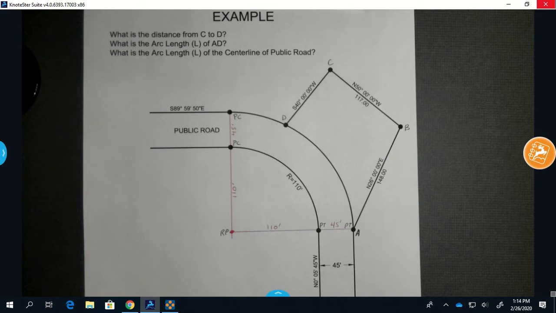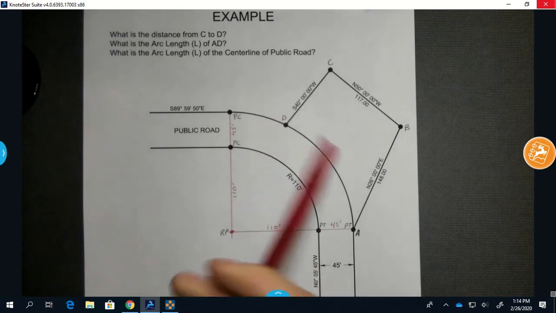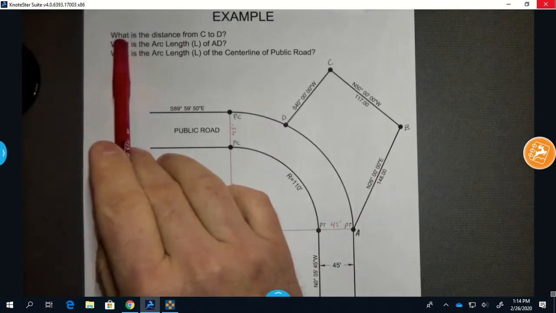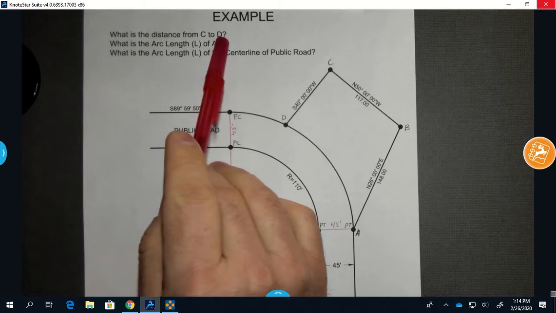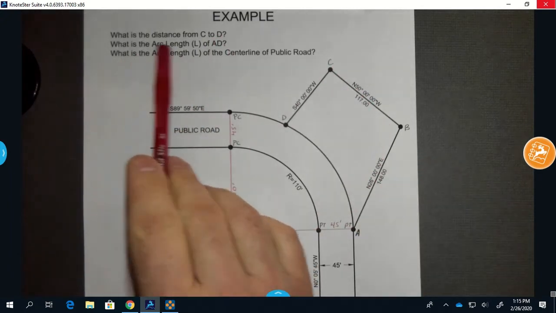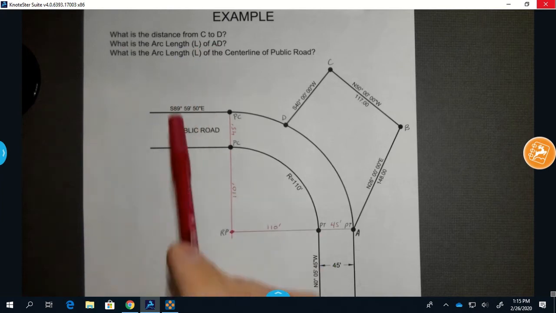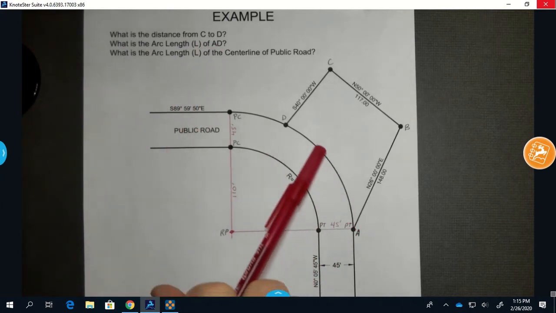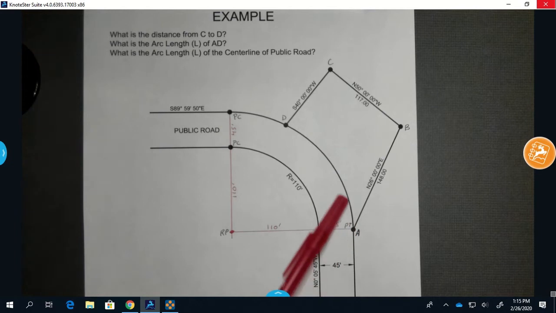All right. Let's look through what we're solving for. What's the distance from C to D? Okay, so we're looking for this distance. What is the arc length of A to D? So we're looking along the curve here. What's the length along the curve?